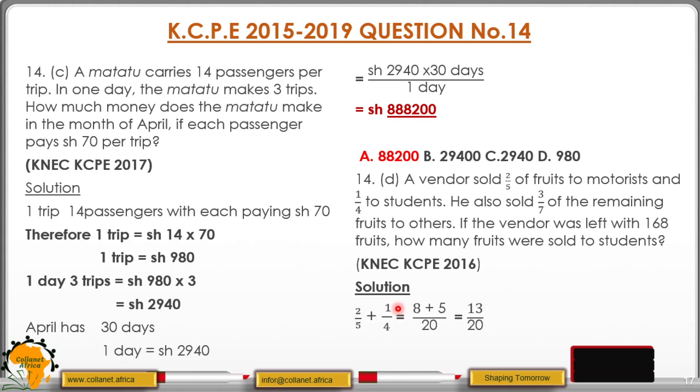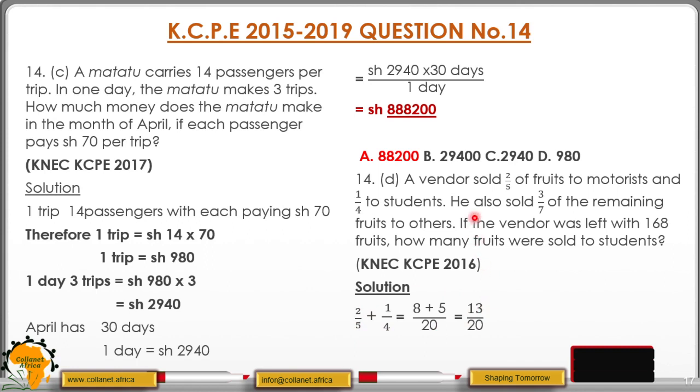So solution, 2/5, this is the amount of fruit sold to the motorist. Then we have 1/4 to the students. So this one makes a total of, you get the LCM, 20. So when you get the LCM and you add up these fractions, you're going to get 13/20.